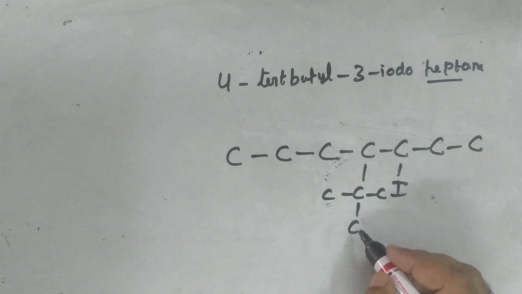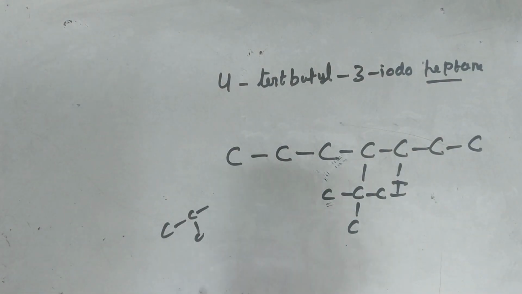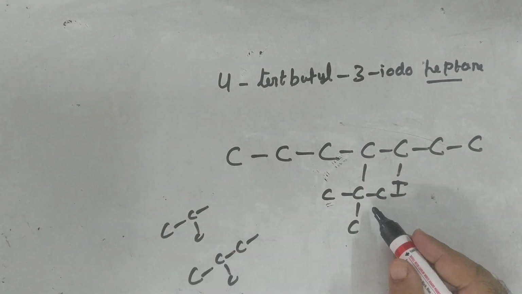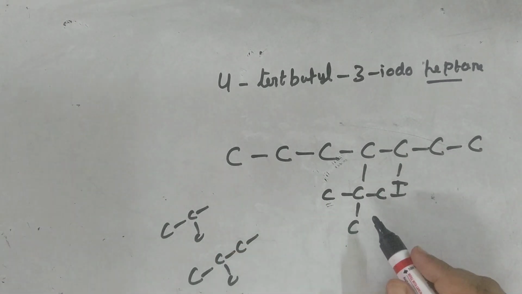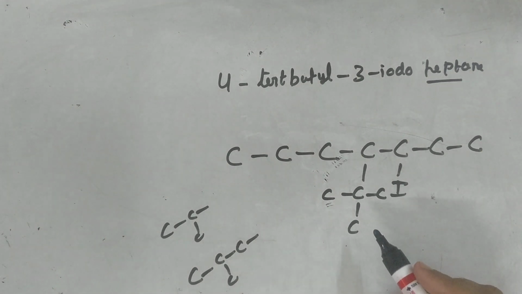This group is called tertiary group. If the group was given as isopropyl, you would have put this group. This is isopropyl. If you want isobutyl, it will be like this, the 4 carbon like this. This is isobutyl, this is isopropyl, this is tertiary butyl. Some common names you can practice and do it.